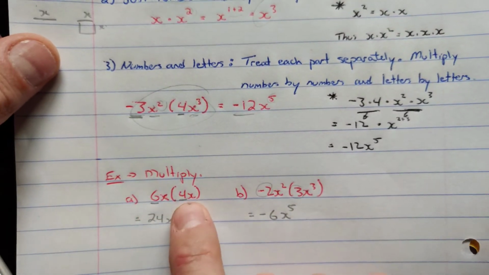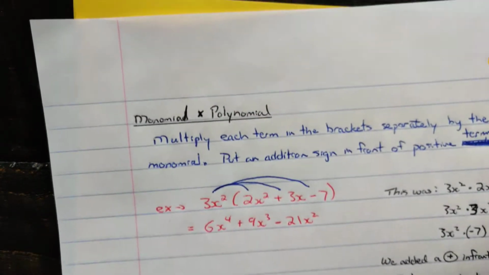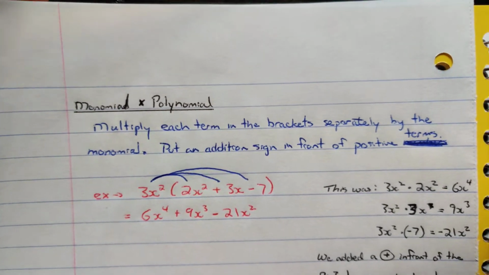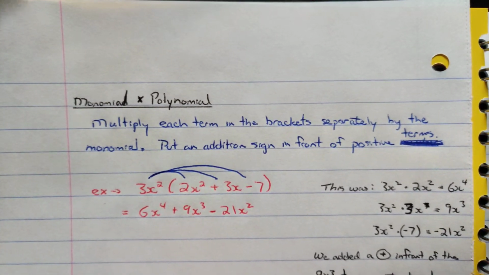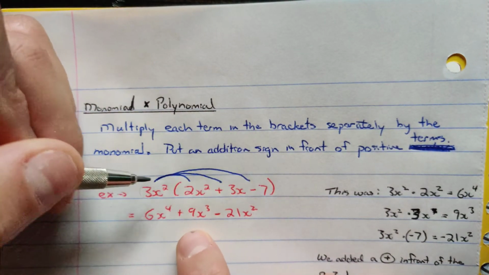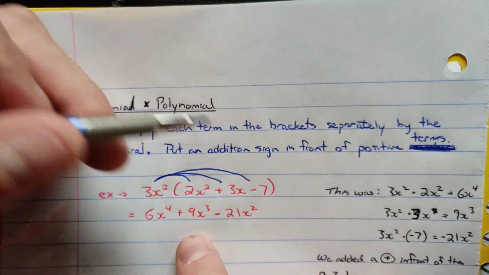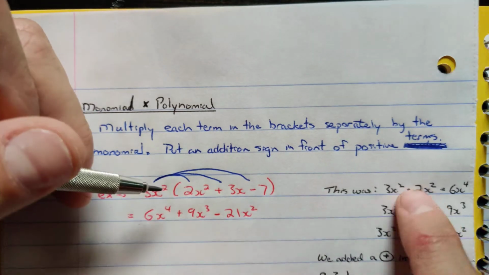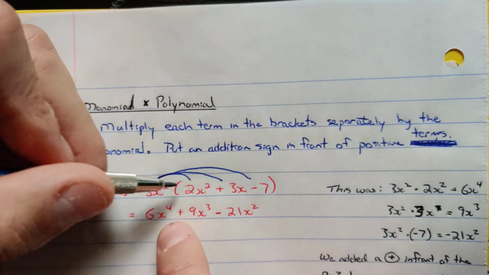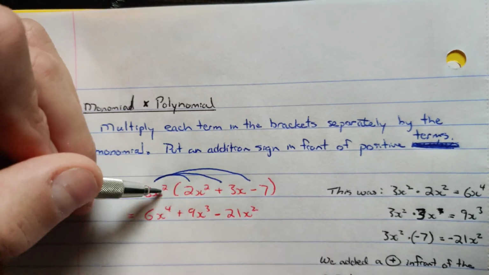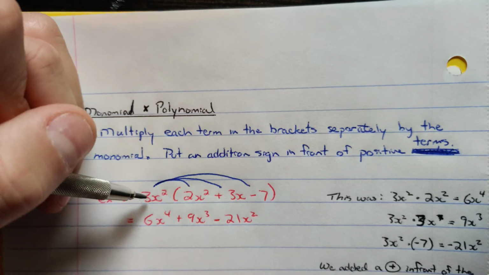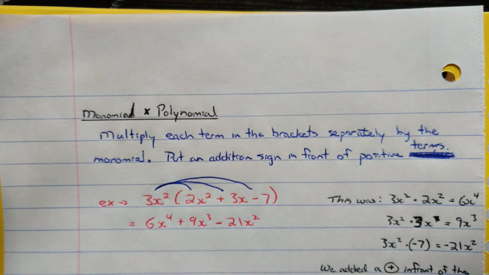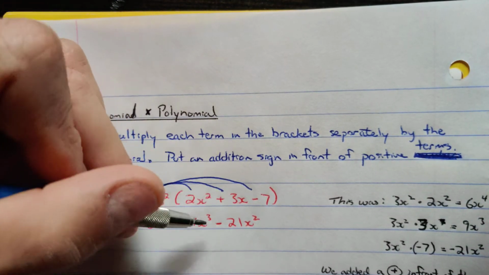Now, this is a monomial times a monomial, but if we bump that up to a polynomial, multiple terms in there, we just multiply each term in the bracket by the monomial, putting an addition sign in front of the positive terms as needed. So, here we have 3x squared times (2x squared plus 3x minus 7). We multiply the 3x squared times 2x squared. And I have the breakdown of each of the individual multiplications on the side here, but we get 6x to the power of 4. 3 times 2 is 6. x squared times x squared is x to the 4. 3x squared times 3x. 3 times 3 is going to be positive 9. We need the separator there with the positive. And then x squared times x is x to the power of 3.